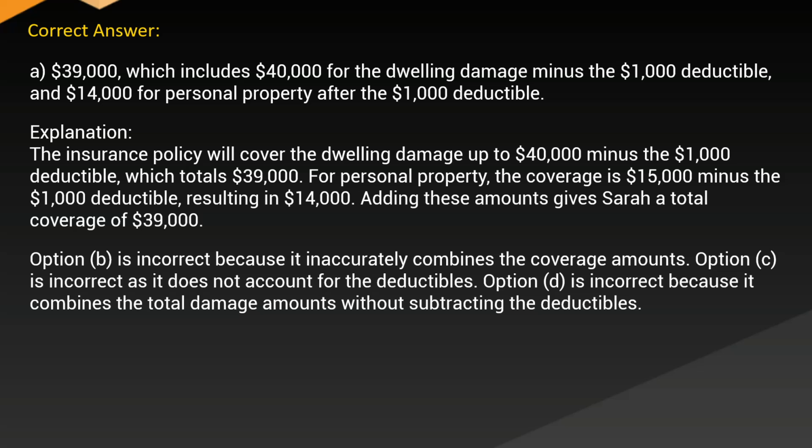Option B is incorrect because it inaccurately combines the coverage amounts. Option C is incorrect as it does not account for the deductibles. Option D is incorrect because it combines the total damage amounts without subtracting the deductibles.